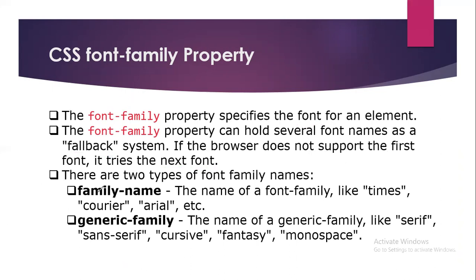There are two types of family names. Generally the first is the family name and the second one is the generic family. What is the family name? The name of the family like Times, Courier, Arial, etc. are the family names. What are the generic families? The names of generic families like serif, sans serif, cursive, fantasy, monospace are the generic families. Now we'll discuss them in detail.